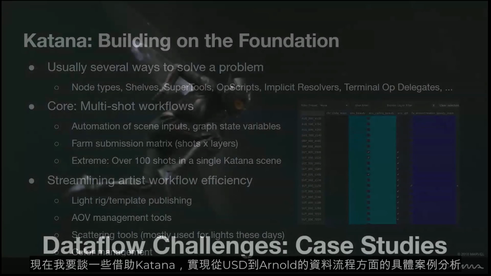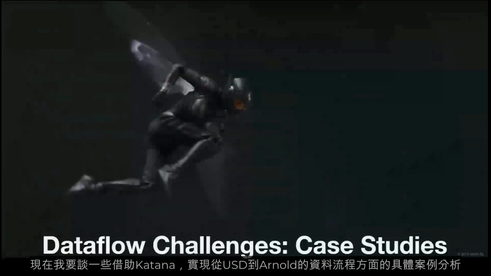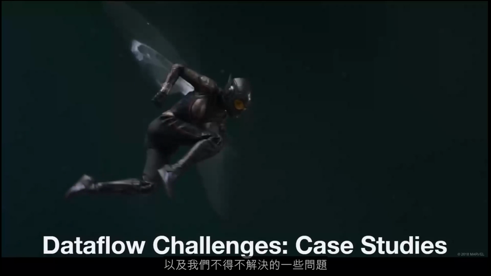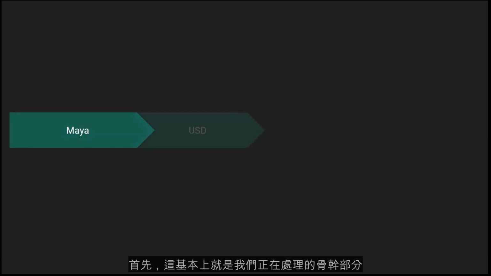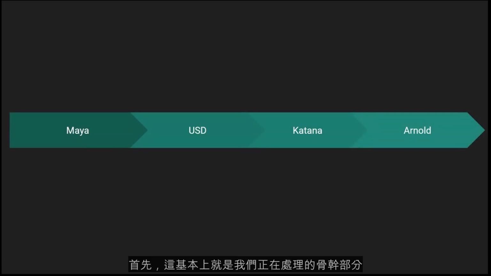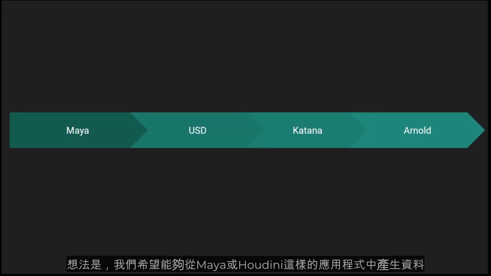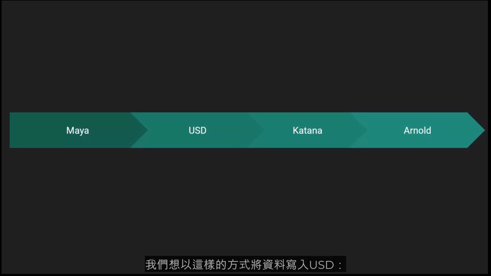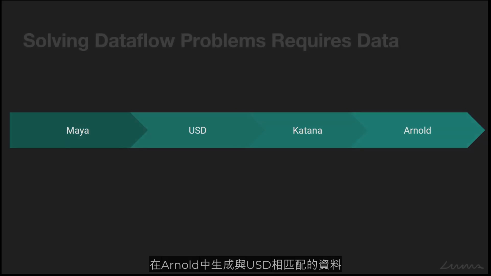So now I'm gonna touch on some specific case studies of data flow from USD through Katana to Arnold and how we had to address some of them. So first up, this is essentially the backbone that we're dealing with. The idea here is that we want to be able to produce data from an application like Maya or Houdini, and we want it to write data to USD in such a way that it will flow through Katana without anybody having to manipulate anything, and have K to A, the Katana to Arnold translator, be able to understand it and produce data in Arnold that matches what is coming in from USD.